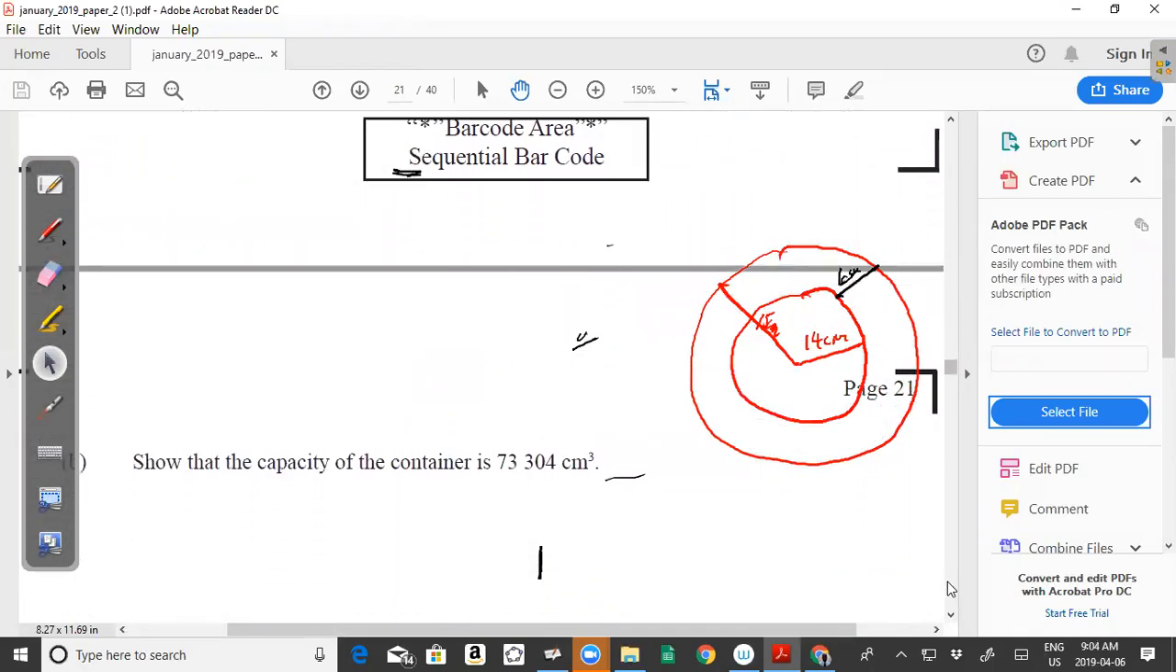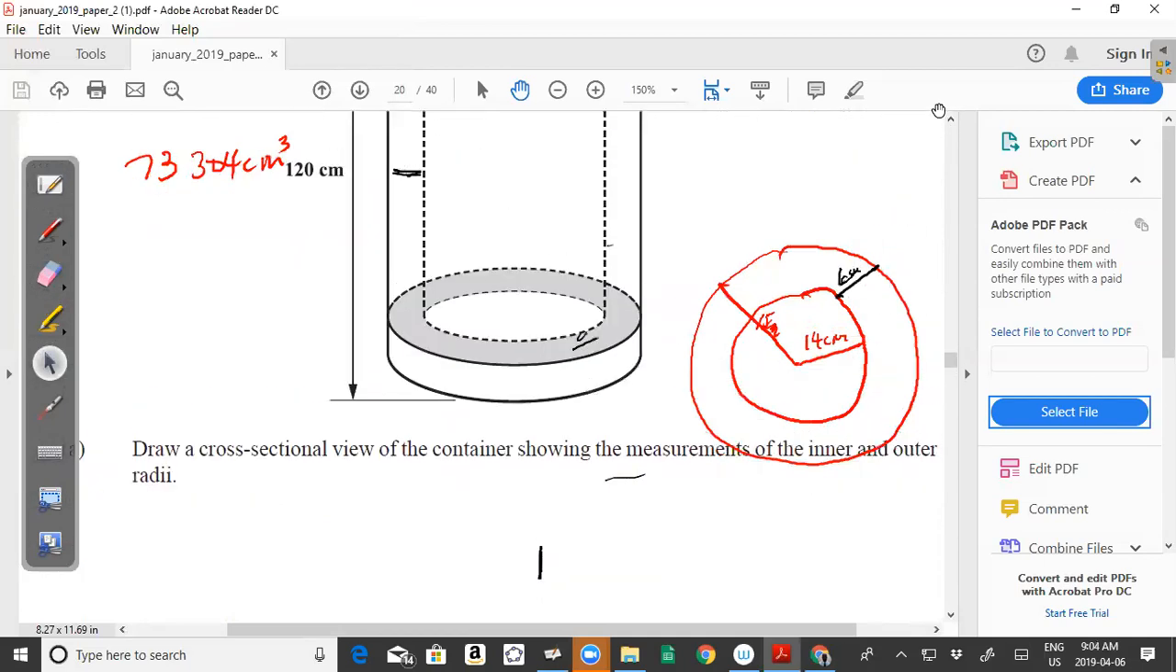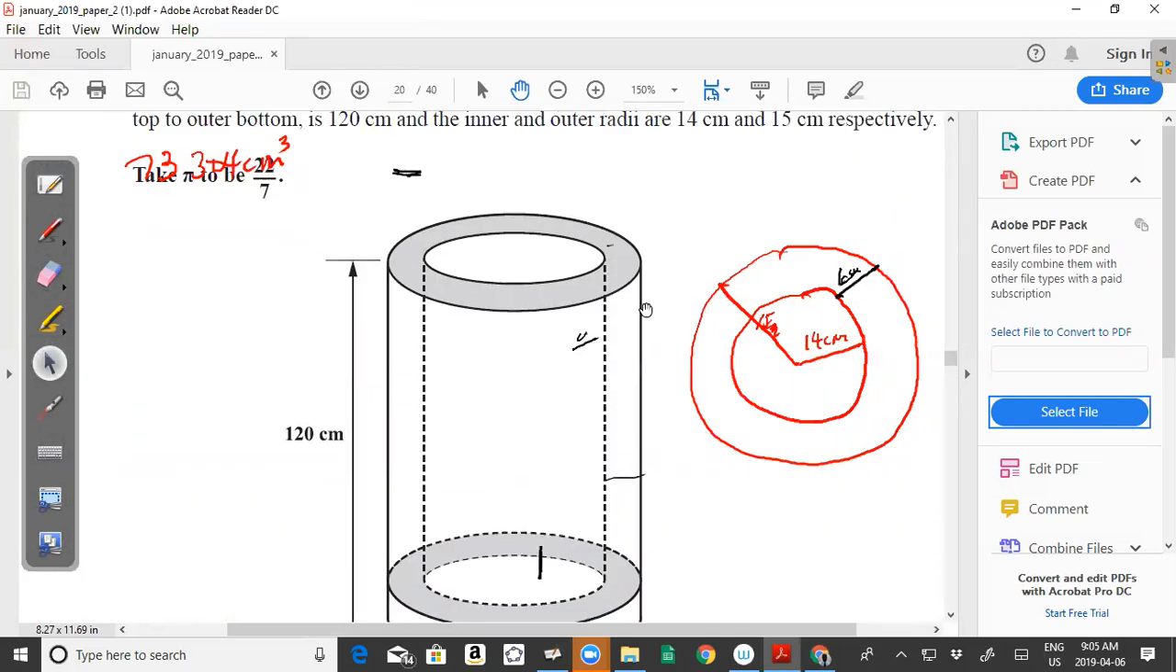Show that the capacity of the container is 73,304 centimeter cube. So we're going to show that the capacity is that. When we talk about capacity, we're talking about the internal volume. We're talking about the volume, but in this case, the internal volume, meaning the volume of the inner cylinder. That's the internal volume we're talking about, all right?